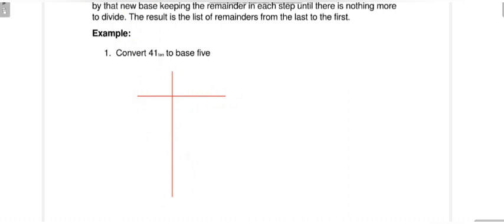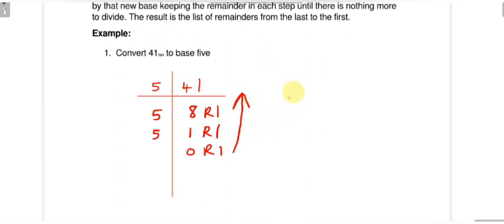So on this, you are going to write 41 here. And you're going to divide by 5 because that's the base. So 41 divided by 5 is 8, remainder 1. Then here you are going to divide 8 by 5 again. 8 divided by 5 is 1, remainder 3. Then 1 divided by 5 is impossible. So you write 0 here and write this number here as the remainder. So you're going to write this number upward this way. So 41 base 10 would be equal to, so you read it from your remainders, 131 base 5.